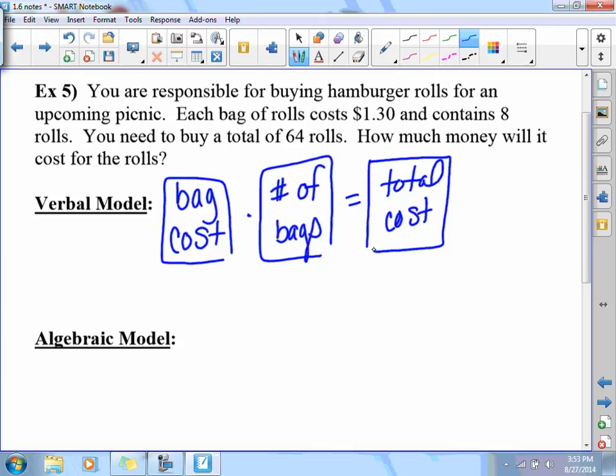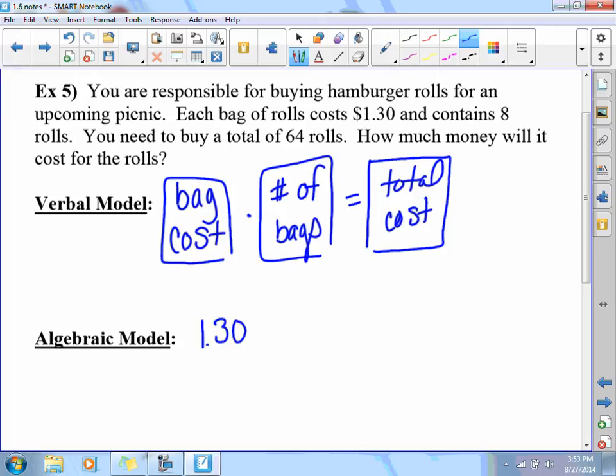So it seems fairly straightforward writing this equation. It's just a multiplication equation. And we know the cost of each bag of rolls is $1.30 because you're a good shopper. You found them for a bargain price. But how many bags did you buy?